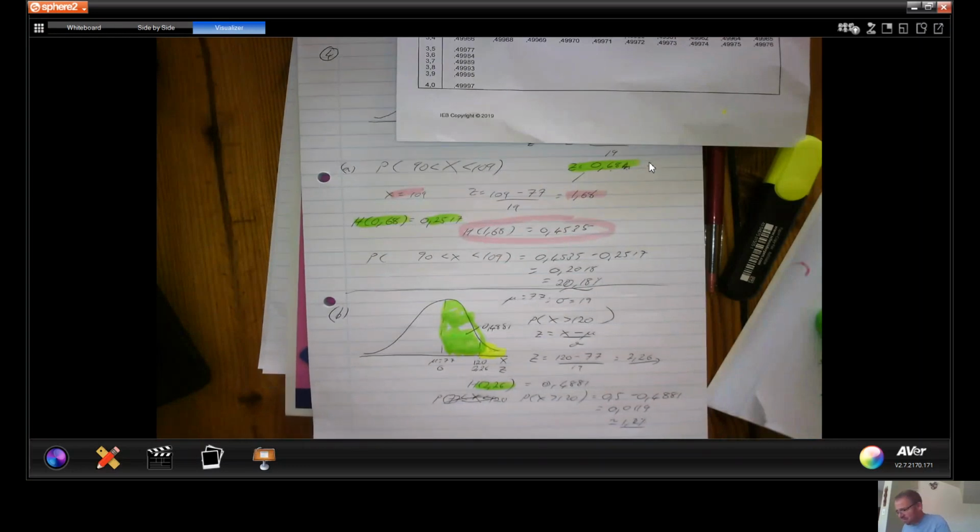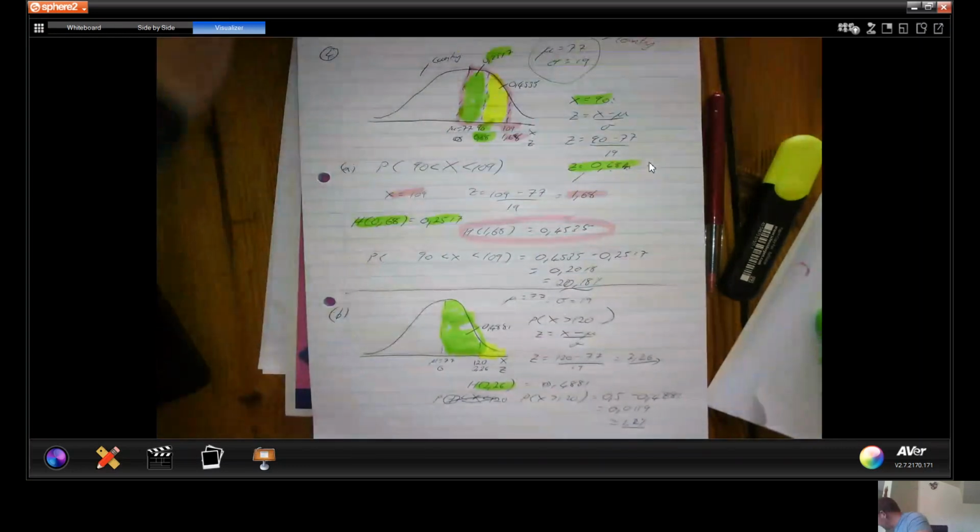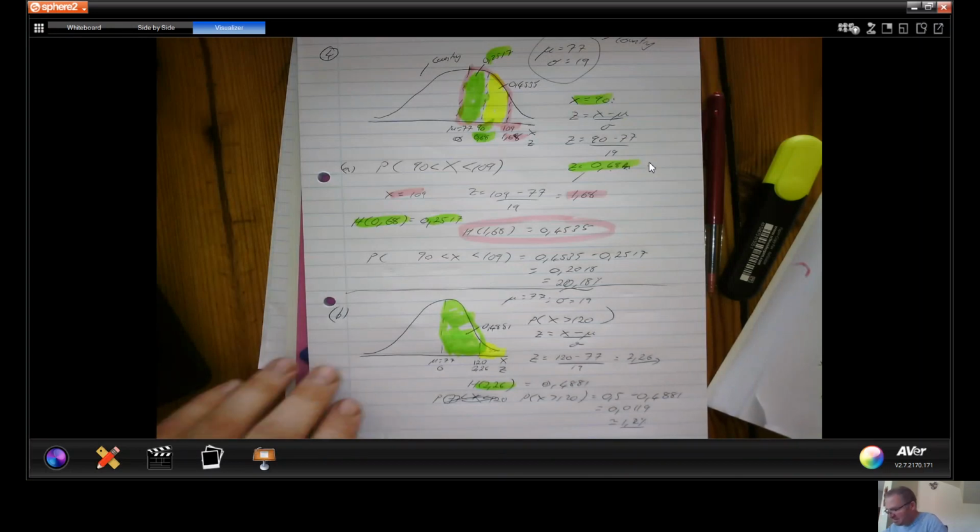Dodgy question. Right, are we correct? For B, yeah, we are correct. No more mistakes. Right, I'm doing C and D, and then we're done.